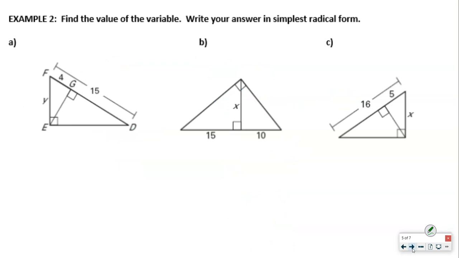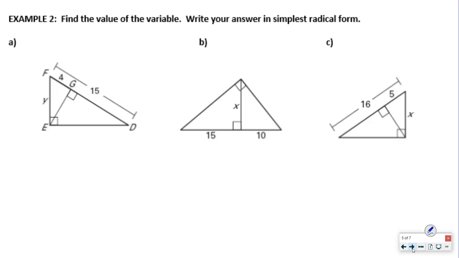We need to find the value of the missing variable and write our answer in simplest radical form. So, some more examples of these. We need to solve for y in this first one. Y is one of the legs of our original triangle, so we need to use the leg theorem.